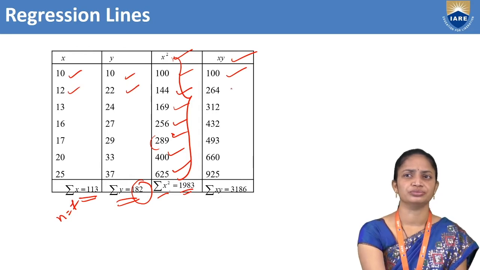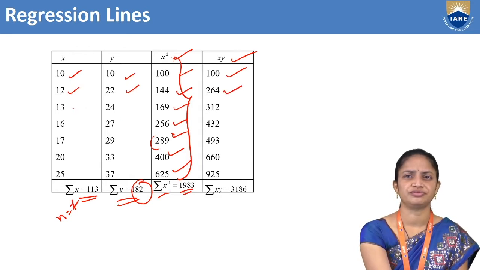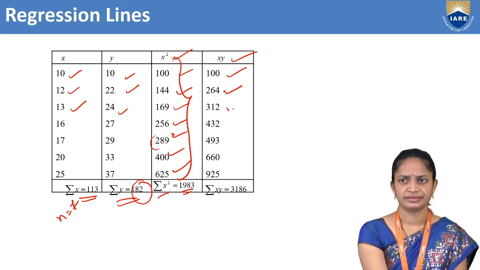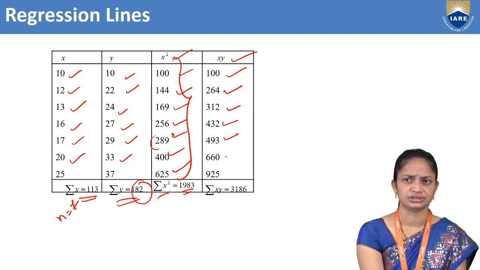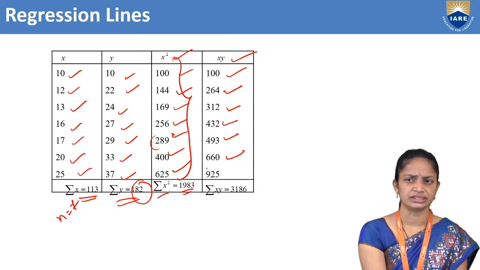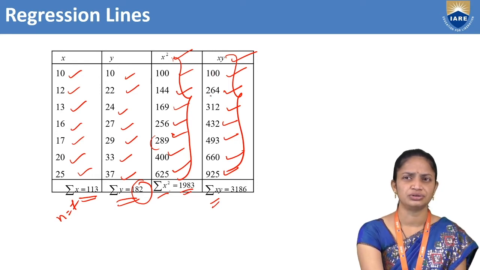12 into 22, that is 264. 13 into 24, 312. 16 into 27, 432. 17 into 29, 493. 20 into 33, so 660. 25 into 37, that is 925. So add all these values, we will get summation xy: 100 plus 264 plus 312 plus 432 plus 493 plus 660 plus 925.